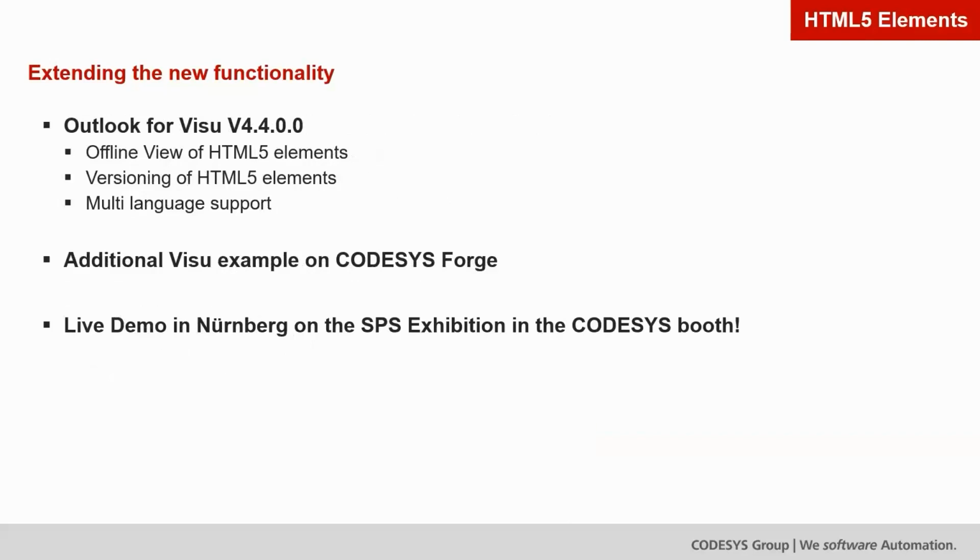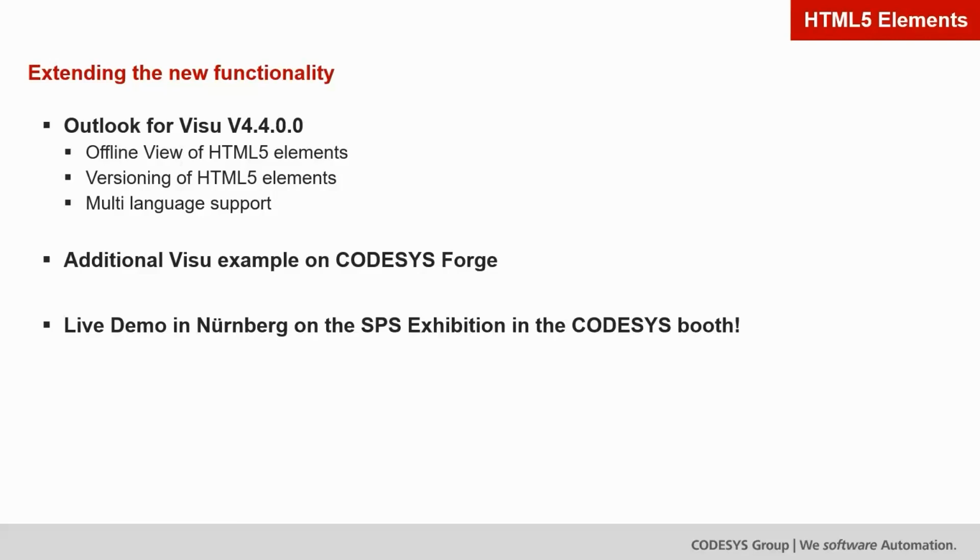Let's have a look at another outlook for the next version. After the version in November, we plan to have an offline view of HTML5 elements so that you really can see what you get inside of CODESYS while you are editing your visualization. There will be a versioning of HTML5 elements, which enables you to handle different versions of the same element. And last but not least, of course, the localization of the elements so that you can have different languages for one element in your project.